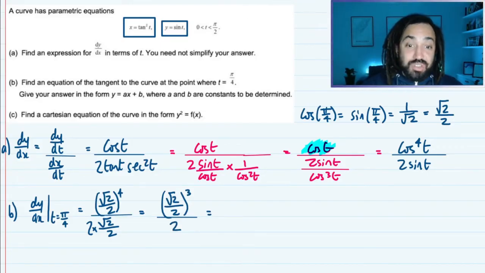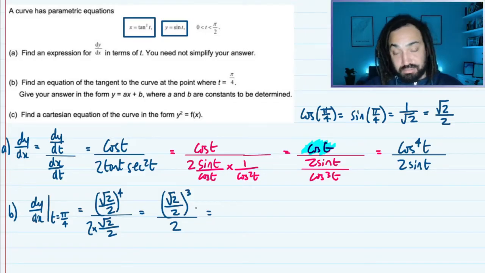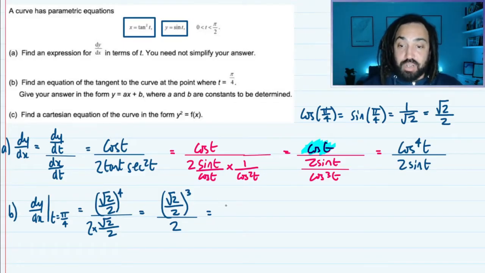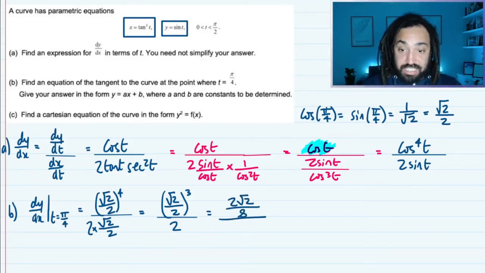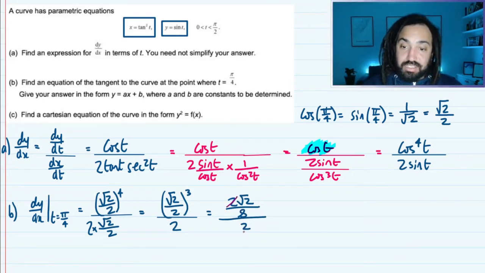So a root 2 over 2 can cancel, because we've got 4 on top and only 1 on the bottom, so they cancel away. And then when I cube this, when I cube root 2, I get 2 root 2. When I cube 2, I get 8, and that's all over 2. That cancels with that, so I get a gradient of root 2 over 8.